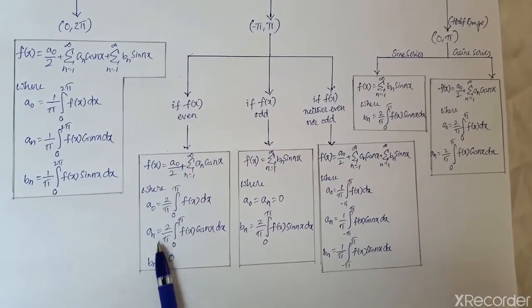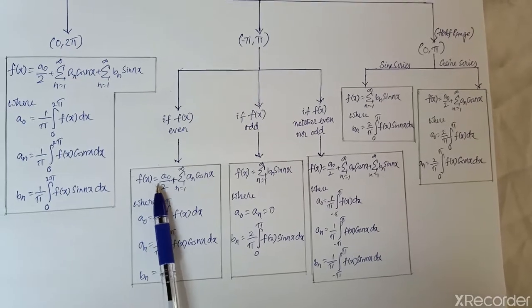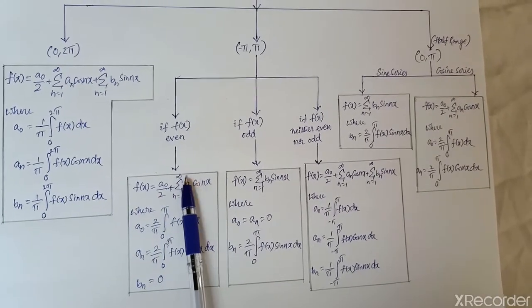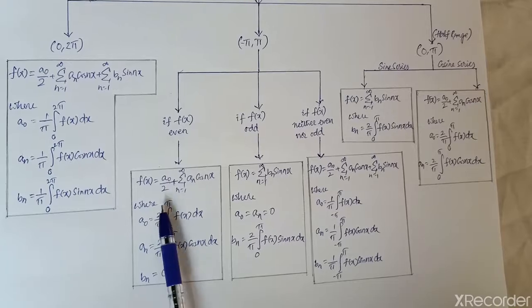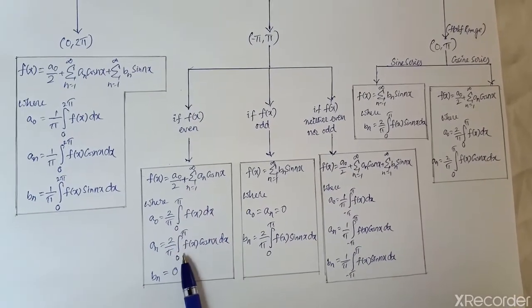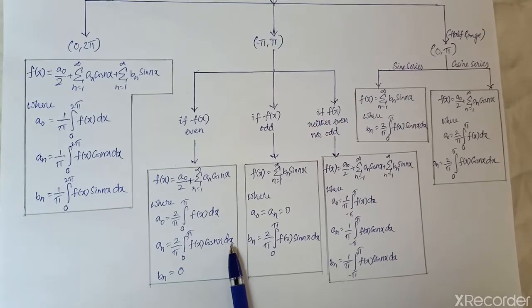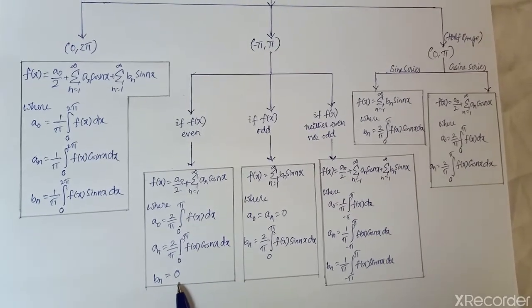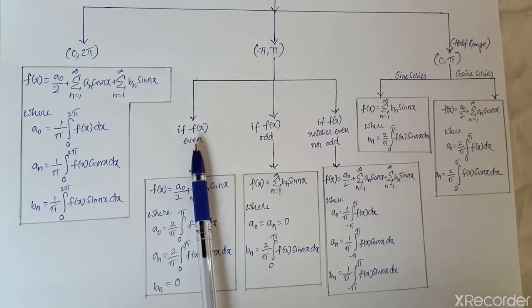So where b n is equal to 0, the expansion is f of x is equal to a naught by 2 plus sigma n is equal to 1 to infinity a n cos n x, and a naught is equal to 2 by pi integral 0 to pi f of x dx, and a n is equal to 2 by pi integral 0 to pi f of x cos n x dx, and b n is equal to 0. This is the case when f of x is even.